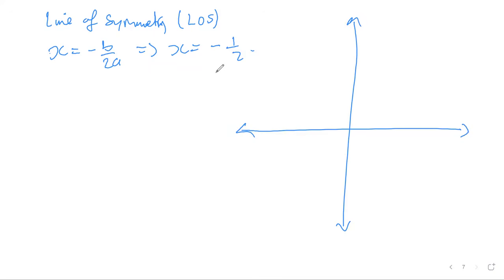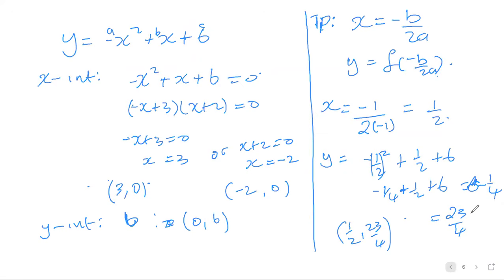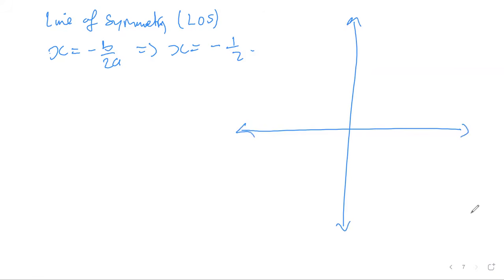So first things first, let's look at the intercepts. So we have the point 3, 0 and -2, 0. 3 on the x, 0 on the y. That point, -2 on the x, 0 on the y. Those points are our x-intercepts. Y-intercept is the point 0, 6. 0 on the x, 6 on the y.